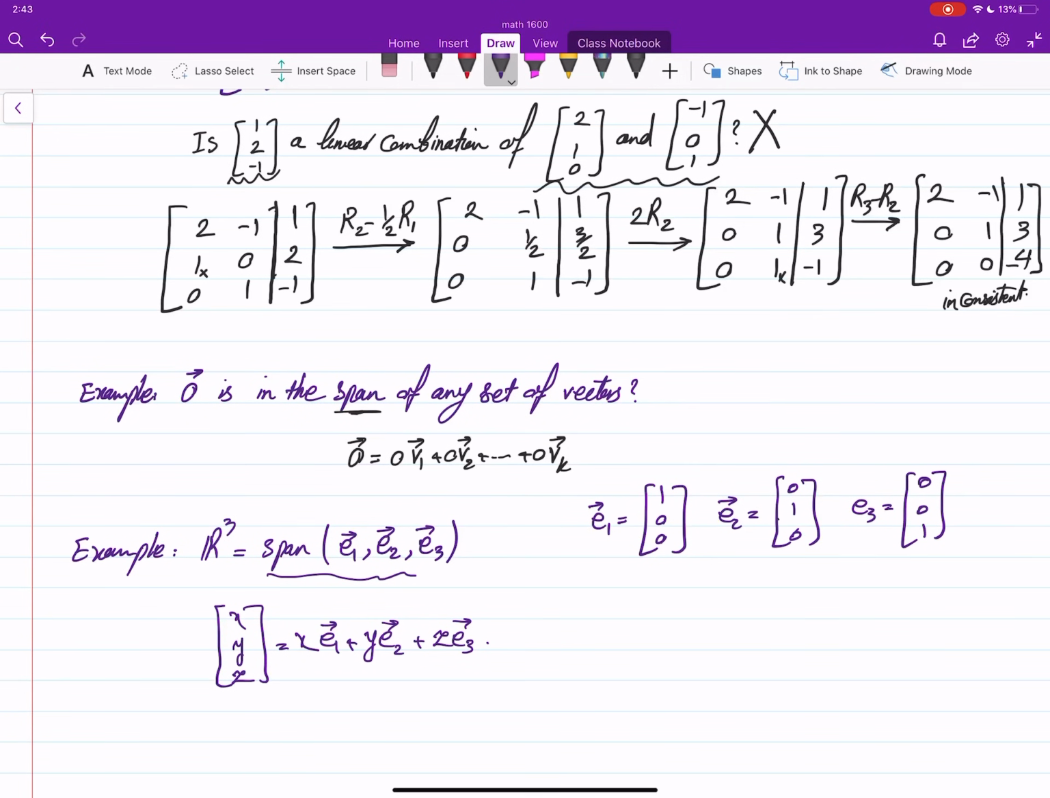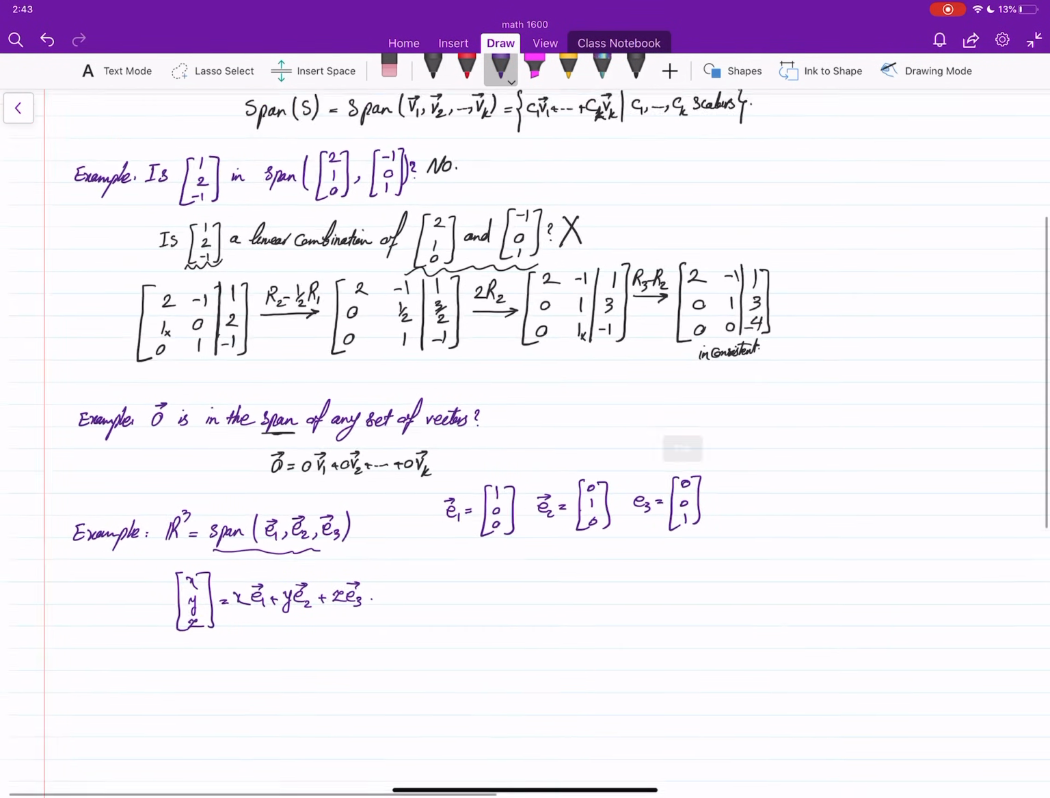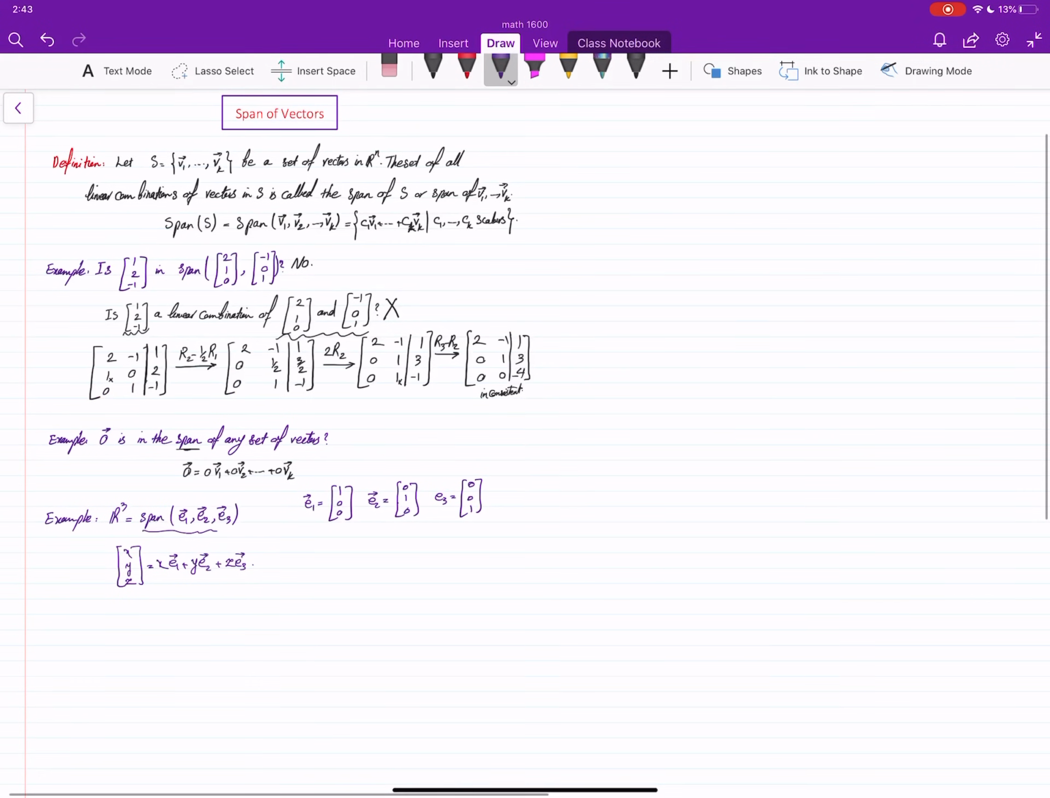This notion needs a little bit more examples. I will do another video with some examples of determining the span of given vectors.